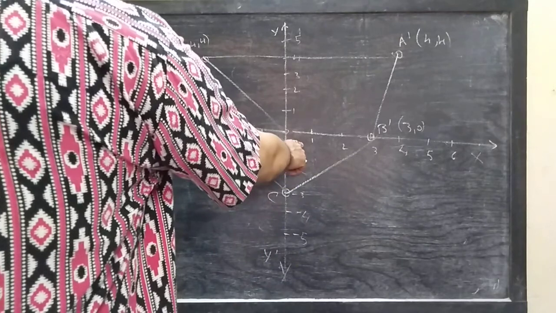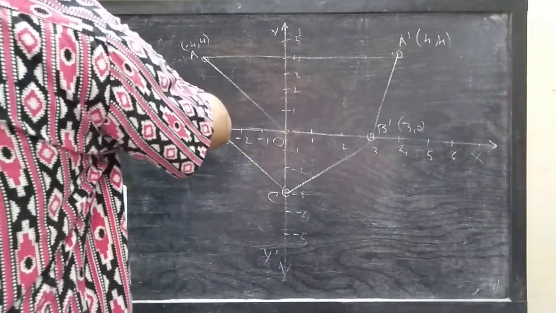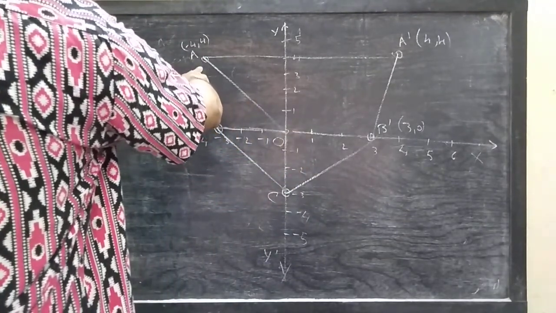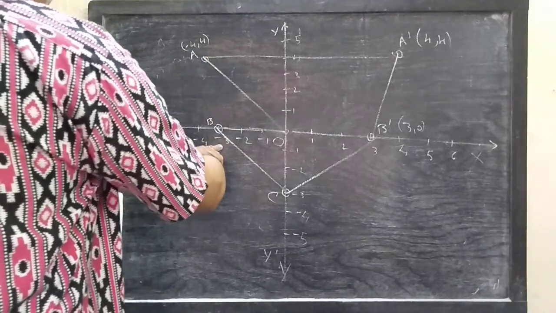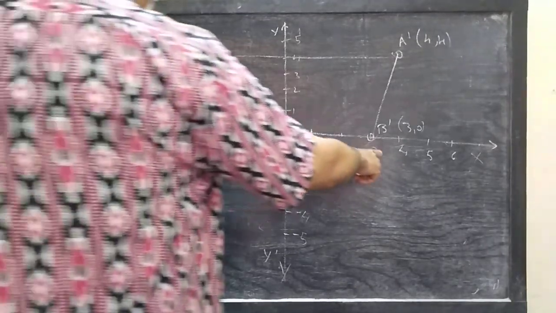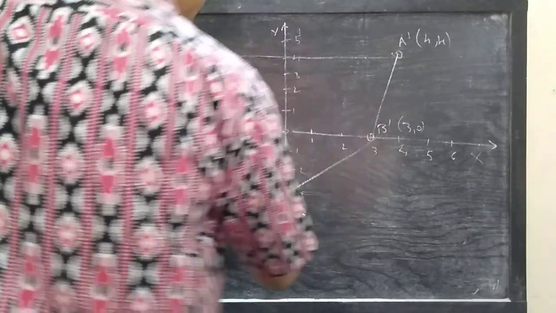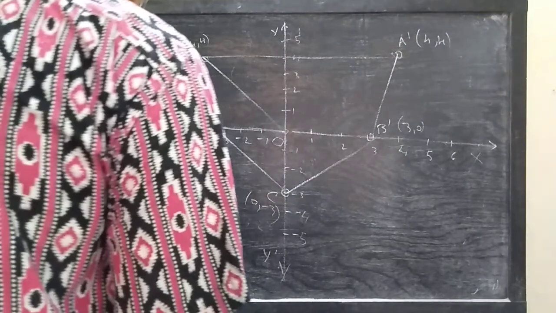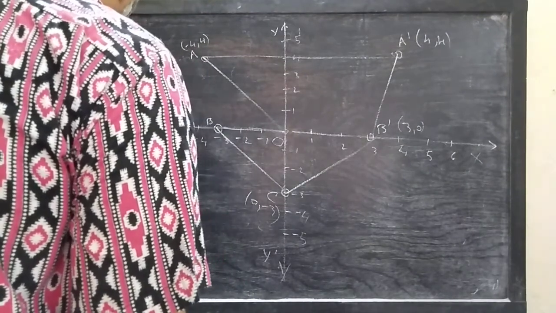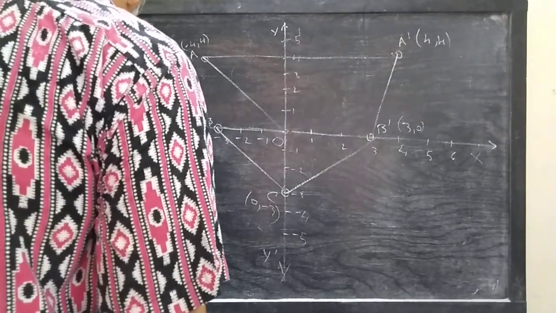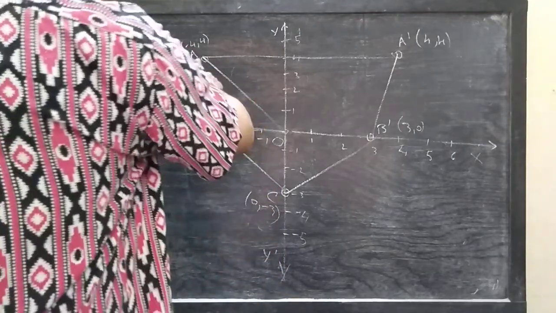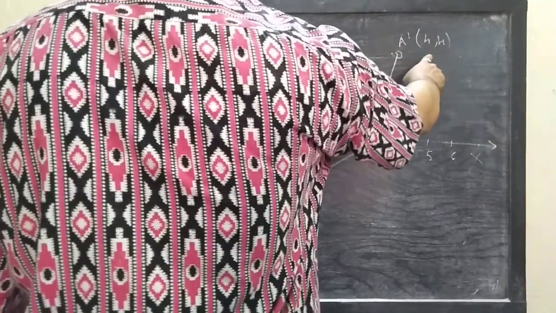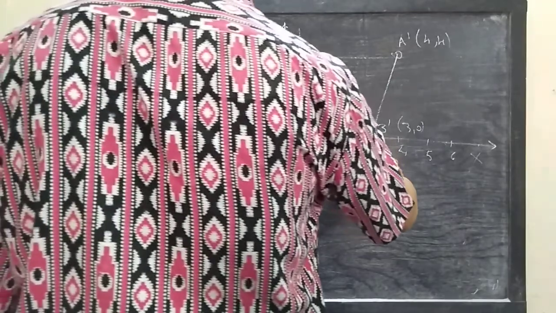O (0, 0), A was (minus 4, 4), B was (minus 3, 0), C was (0, minus 3). Reflect A and B in the y-axis. After reflection this goes to (4, 4), B goes to (3, 0).